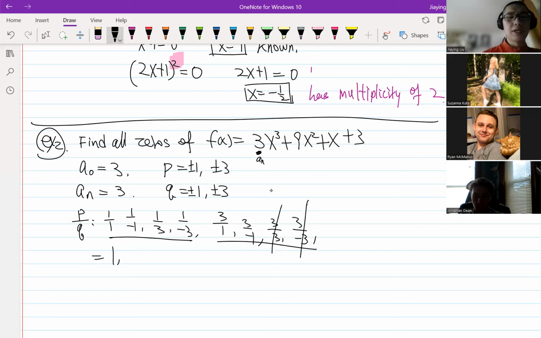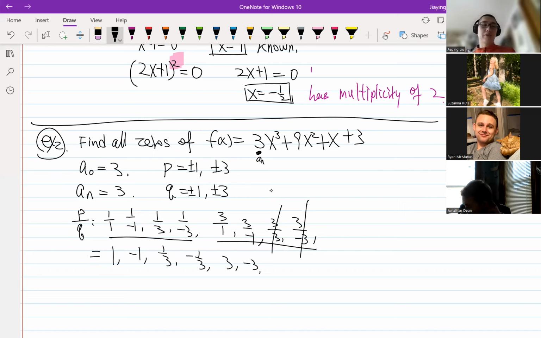So that's a 1. I shouldn't use the equal sign. Oh, well, that's okay. 1, -1, 1/3, -1/3, 3, -3. Right, so all of those could be a rational zero of f of x. So what we have to do next is find at least one of them that works, right? I don't know what you prefer. For me, I always take 1 and -1 to begin with.